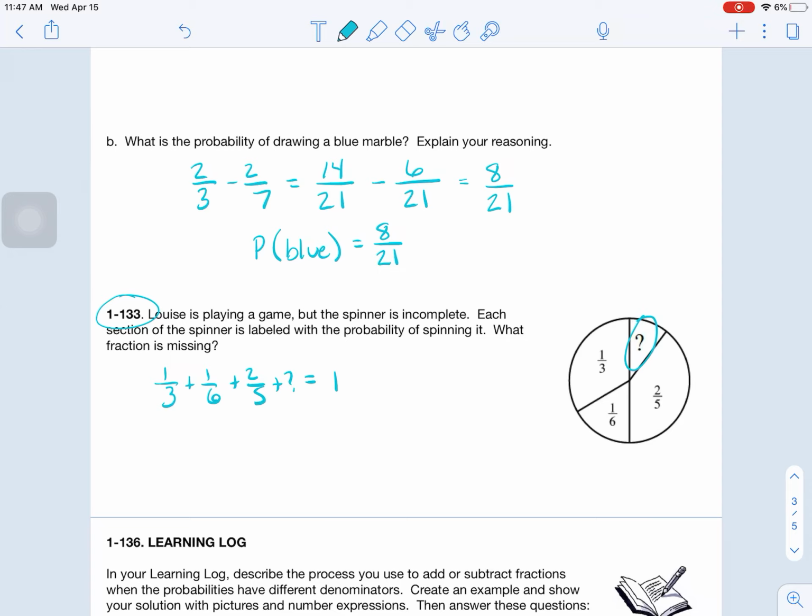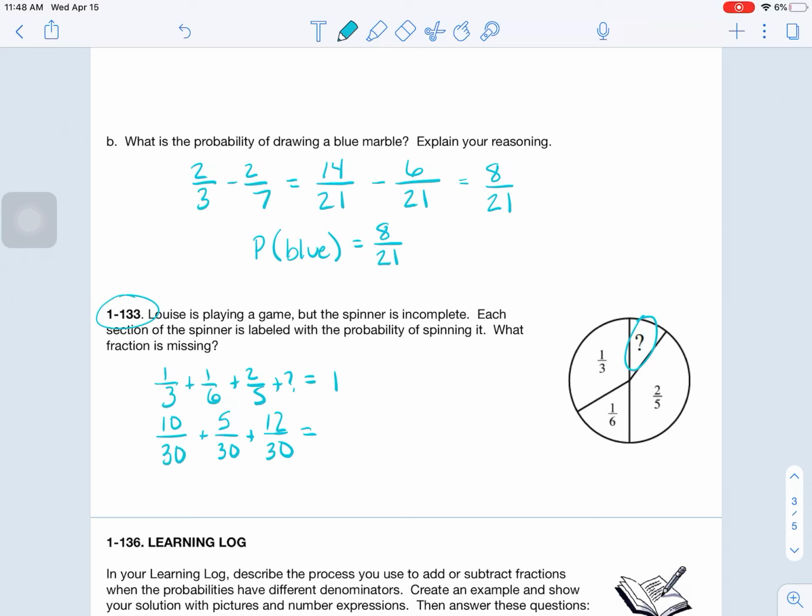So let's go ahead and find a common denominator for these, okay? So 3, 6, and 5, I'm thinking 30 would be a good common denominator for that. So if I make this out of 30, okay, this becomes 10/30, this becomes 5/30, and this is going to become 12/30. So let's go ahead and add all of those up.